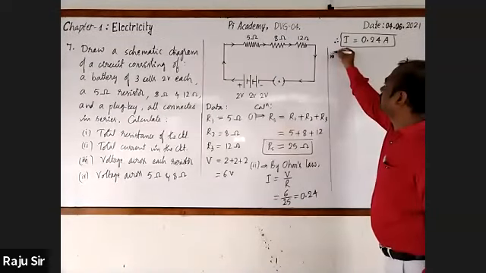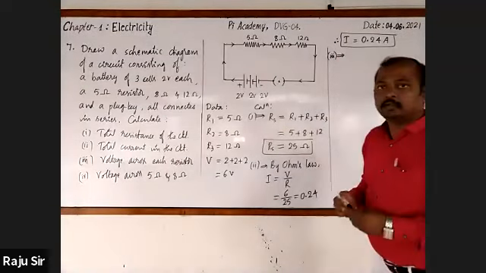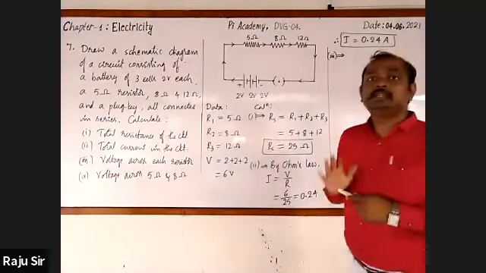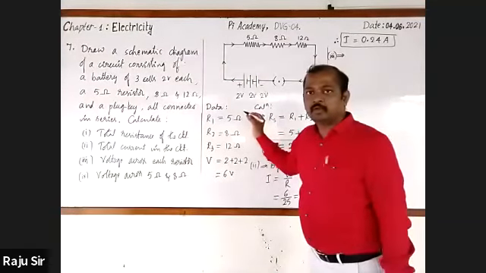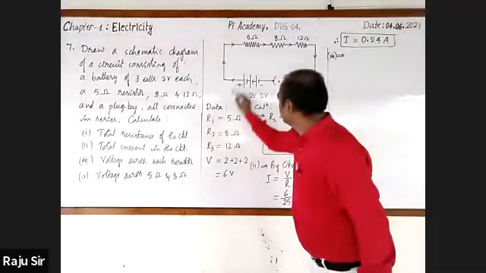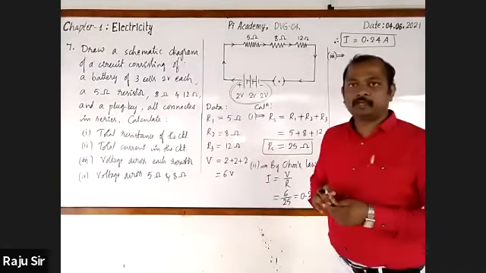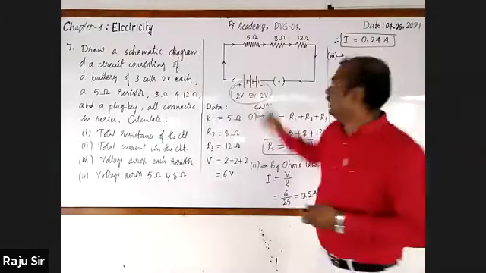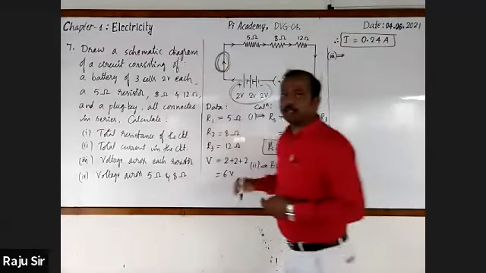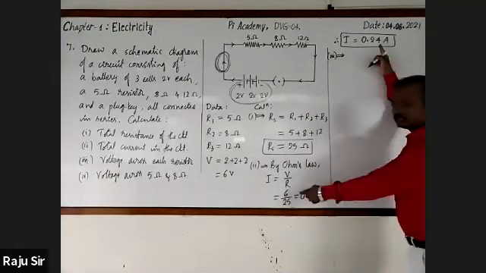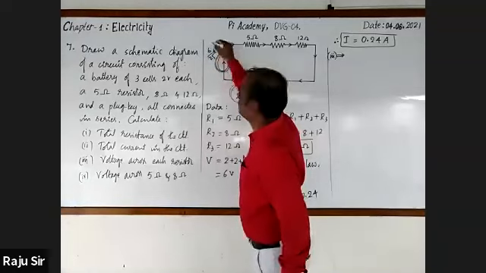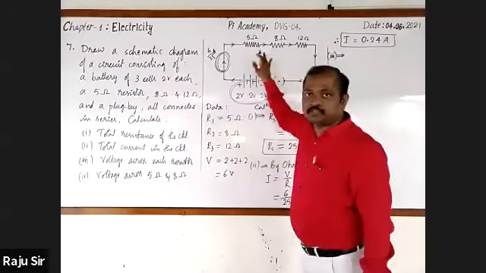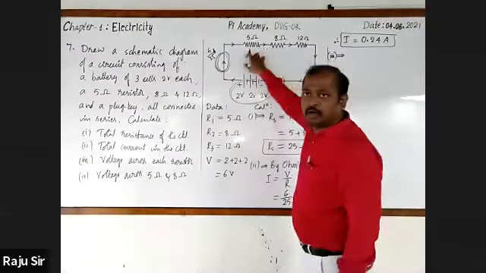Now let's move on to the third one. The third one is voltage across each resistor. Look at the board. Here we know that the voltage of the battery is 6 volts, and you also know what amount of current is flowing, that is 0.24 amps, nothing but 6 by 25 amps. As the resistors are connected in series, the same amount of current is flowing through all the 3 resistors.